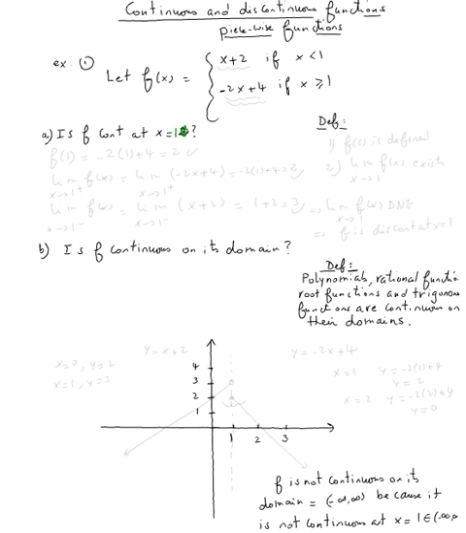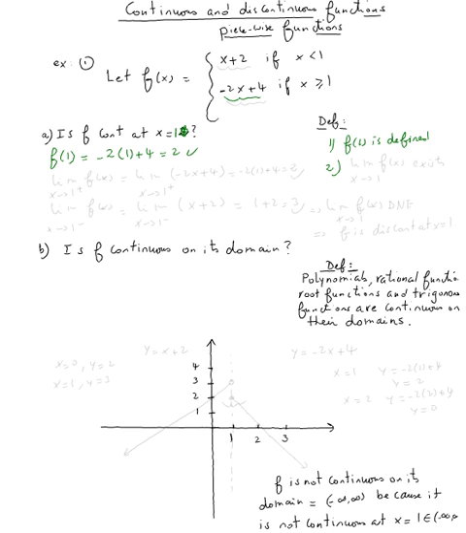So how do we check that? There are three things we need to check. First, we need to check if f of 1 is defined. Here it means we need to check if f of 1 is equal to a number. F of 1 is what? We're going to use this function because x is bigger or equal to 1. So all we need to do is plug it in. Minus 2 times 1 plus 4. Negative 2 plus 4 is equal to 2, so it is defined.